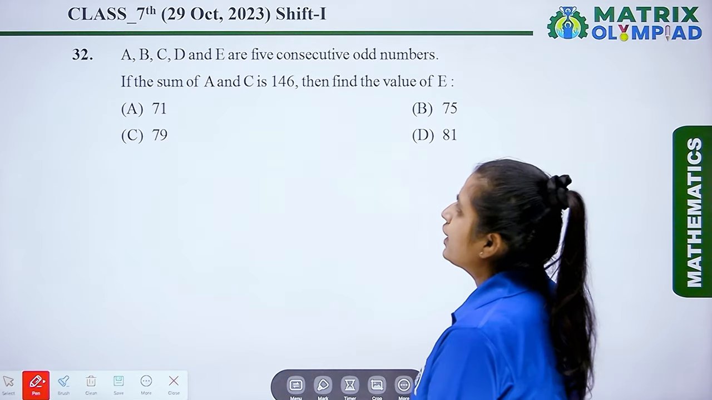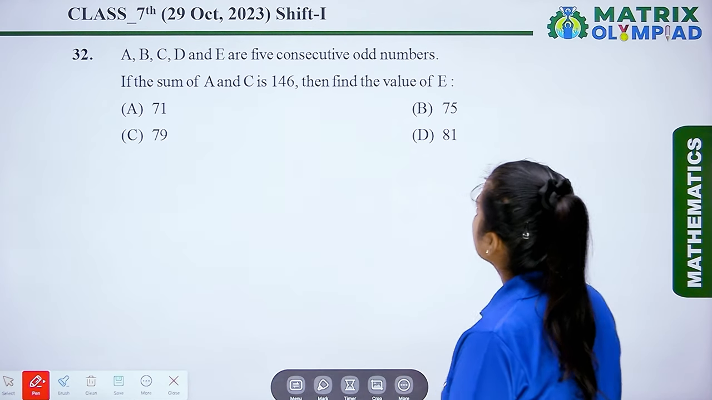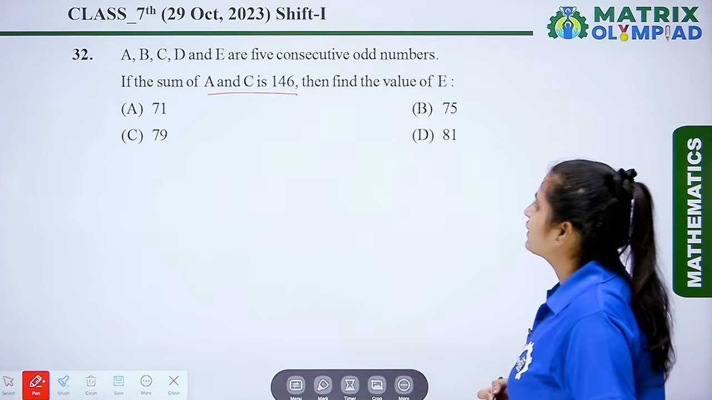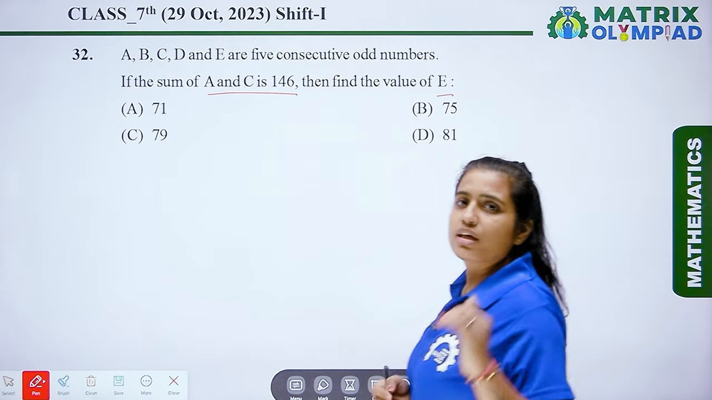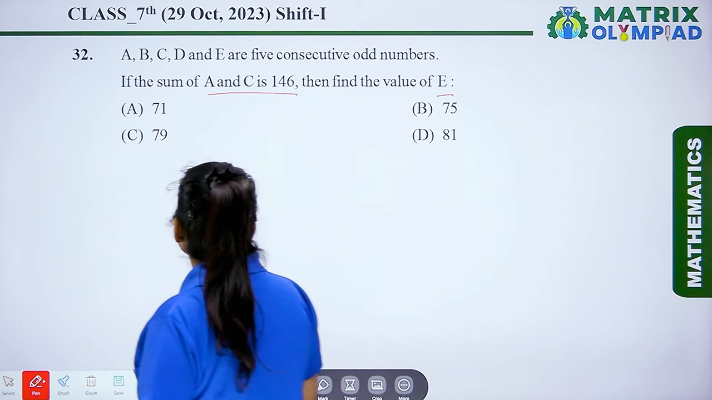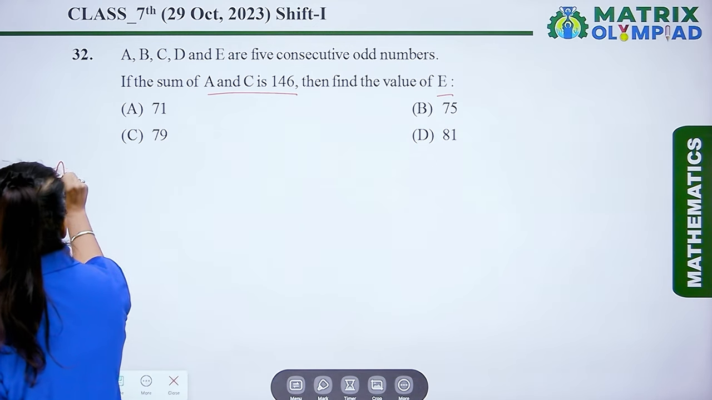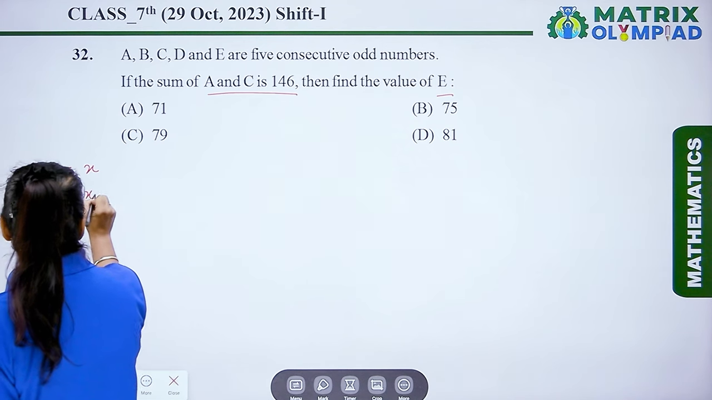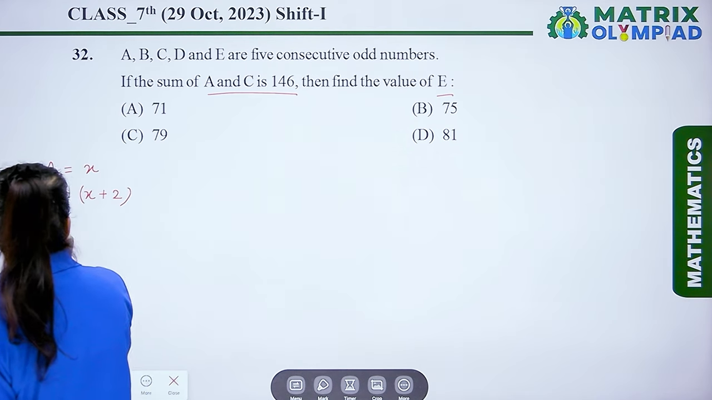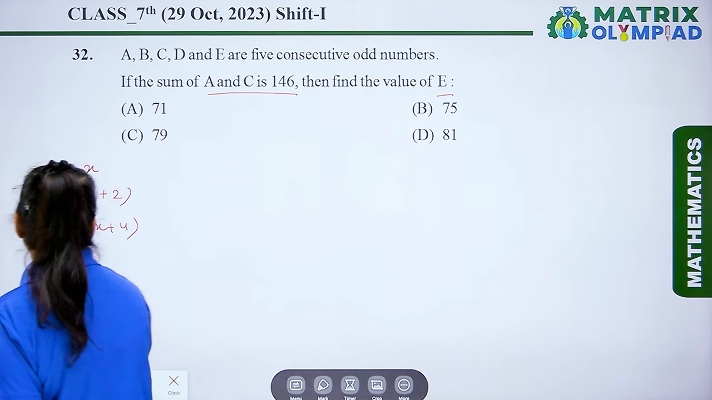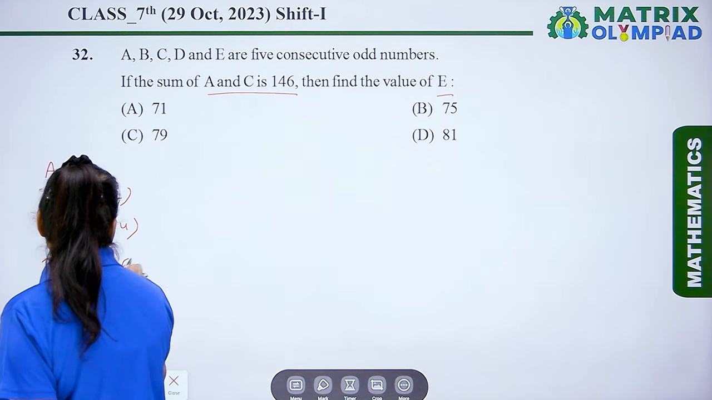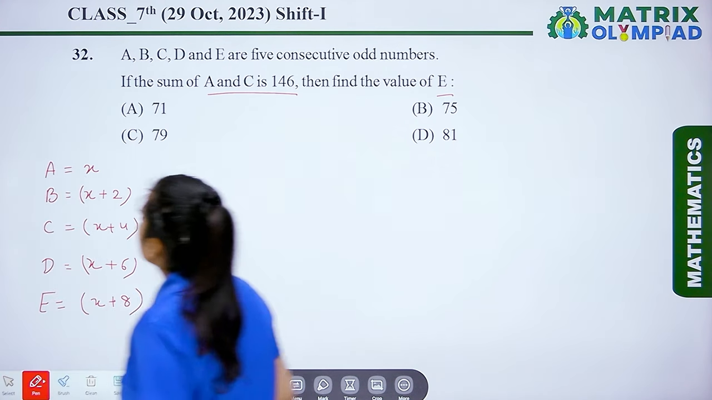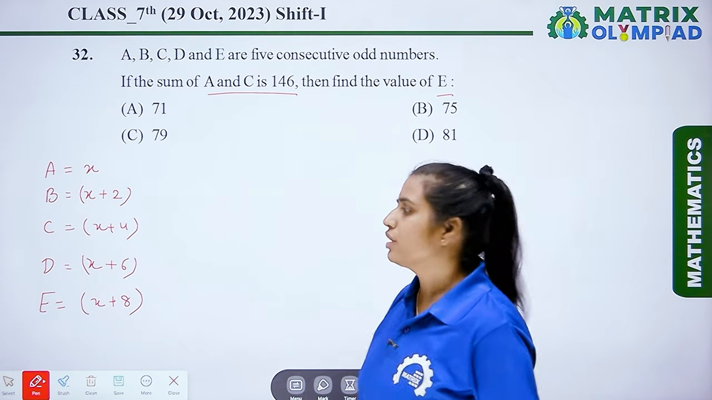Now the next question is 32. A, B, C, D and E are 5 consecutive odd numbers. If the sum of A and C is 146, then find the value of E. So let's write down all the consecutive numbers. So here 5 consecutive odd numbers are: A is x, B is equal to x plus 2, C is x plus 4, and so on. So here these are the 5 consecutive odd numbers.